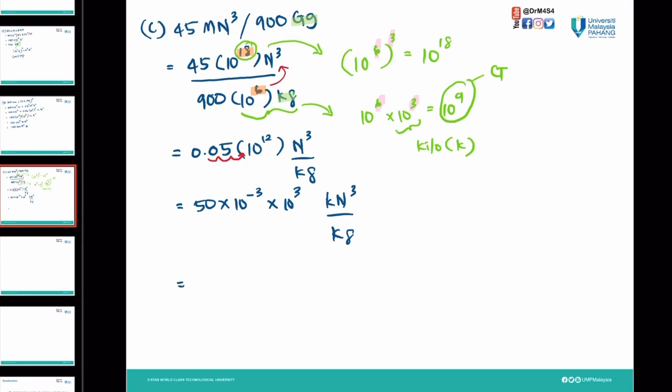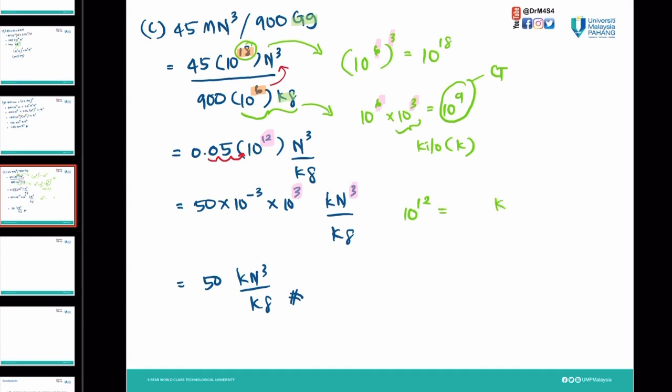Calculate this, we get 50 kilonewton to the power of 3 over kg. So this is the answer. Please be careful when you are converting units here, because the total here is 10 to the power of 12. When you add this kilo to the power of 3, you will get the same 10 to the power of 12.